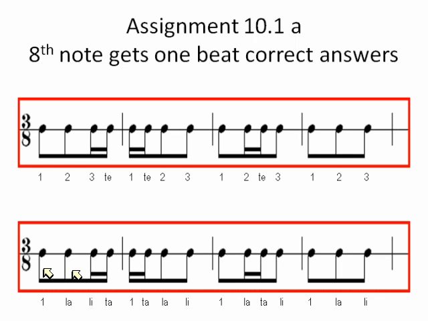Now, what do you do for the second half of that third beat? In Eastman, everything else is ta. So it goes, I'm sorry, li ta, not la. One, la, li ta. And then one ta la li. One la ta li, one la li.